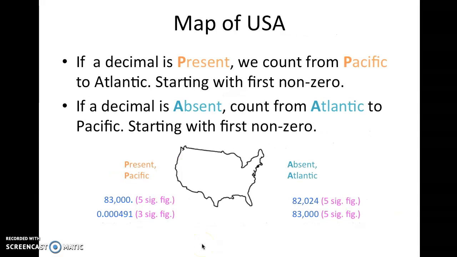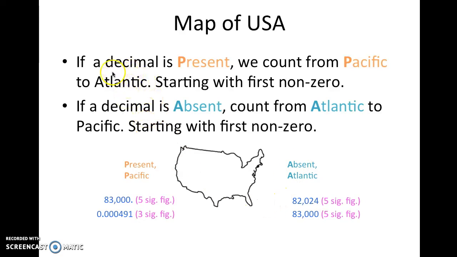All right. Really quick way of memorizing this. I actually don't usually go for tricks because, as I said, tricks are for kids. But in this case, this is a really cool way of memorizing what to do when counting significant figures, by memorizing a map of the US. So if you know the US, the Pacific is on the west coast. Here you'll find the Pacific Ocean, and then on the east coast you would find the Atlantic Ocean.